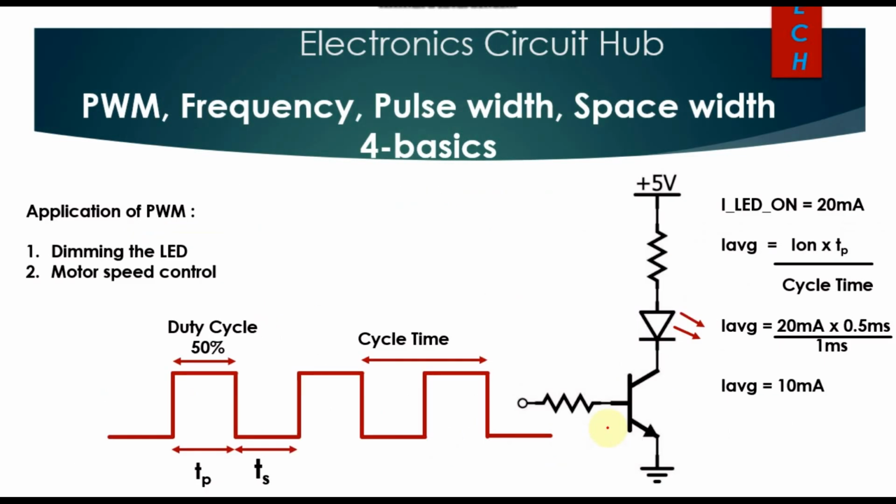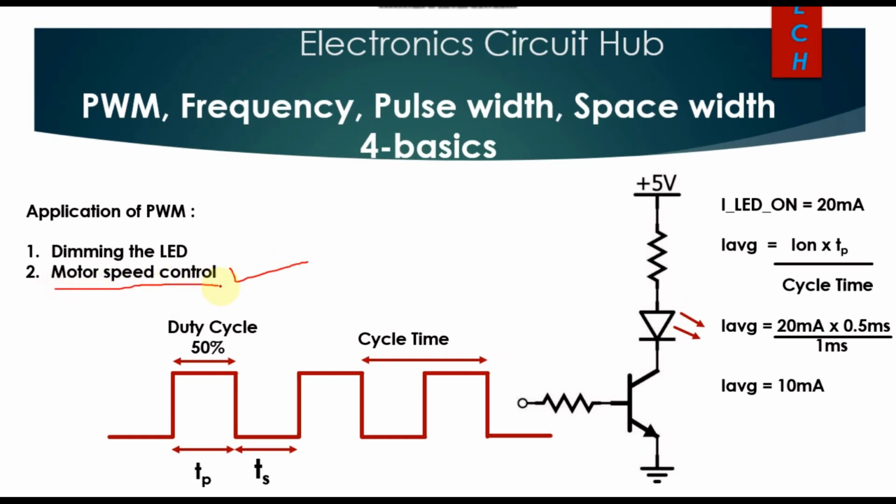Now the application of PWM signal. There are so many industrial applications available, but I will tell you two examples here. The first application is dimming the LED. By changing the duty cycle of your pulse signal, you can dim your LED. You can adjust the intensity of the brightness of your LED. The second example is motor speed control. By changing the pulse width or duty cycle, you can control the speed of a motor.